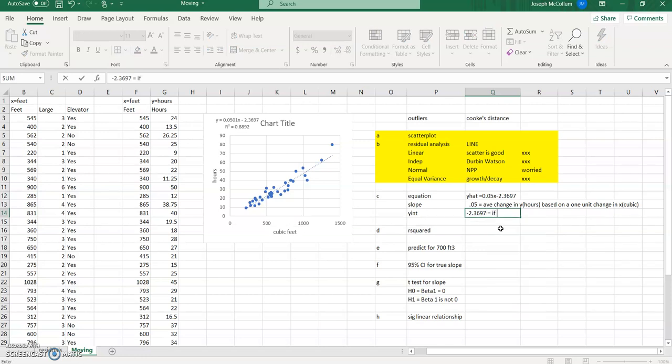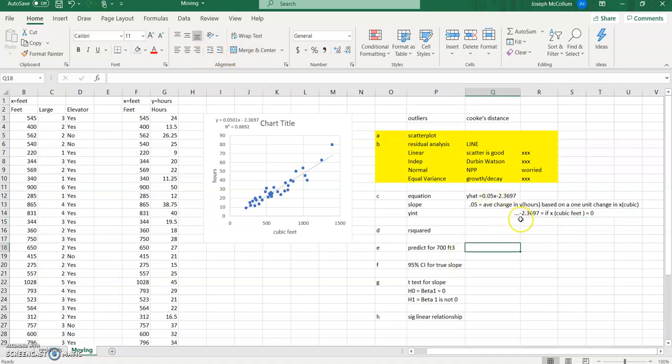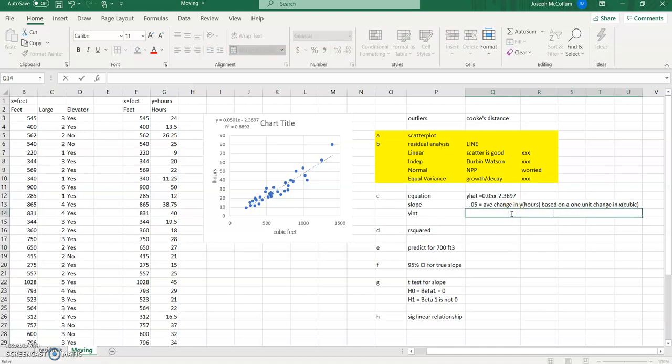So what is this? This is if x, which in this case x is cubic feet, is 0. So that's how long it would take. We've got a lot of equals here, and of course Excel doesn't like equals. They're thinking we're writing an equation, and so it's not happy with me, trying to make Excel think it's just a comment. There. So negative 2.3697 would be the actual labor hours if cubic feet is 0. So that would probably be the better way of saying it. It would take negative 2.3 hours for 0 cubic feet.